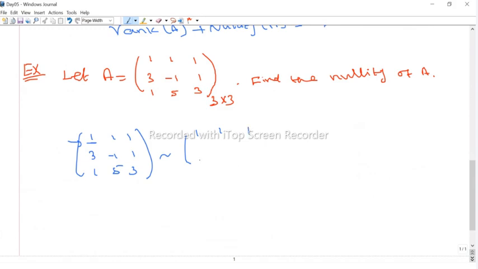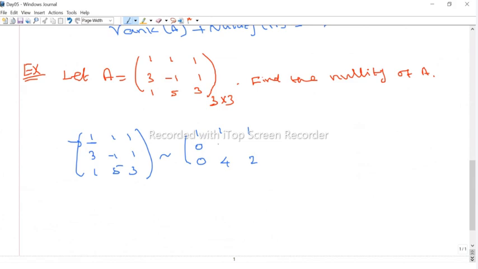Now subtract from the last row. I can directly subtract: R3 minus R1, we get 0, and this is 4, and this is 2. Now I am writing R2 minus R1. Otherwise, multiply the first row by 3 and then subtract from the second row. Therefore, we get 0 here.